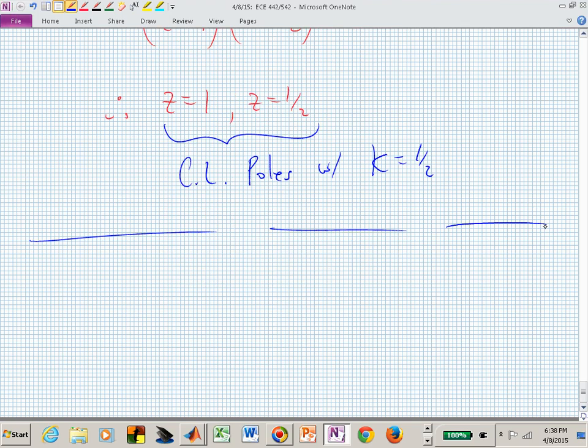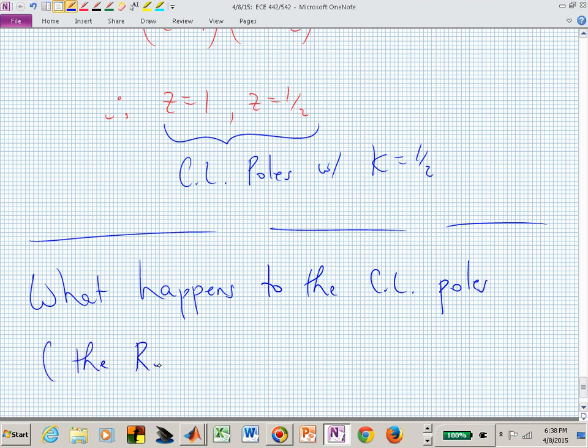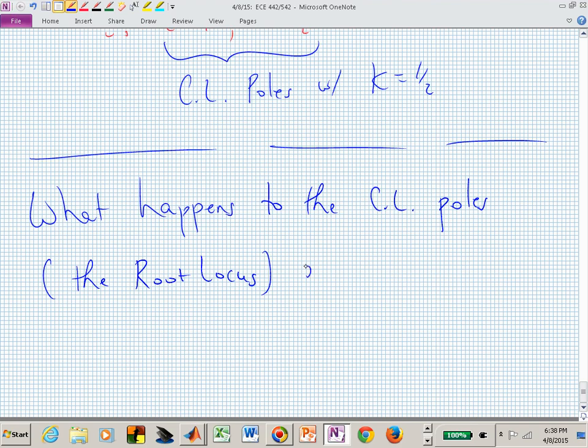Now we can answer some more questions. We can say, what happens to the closed loop poles, which is really just what's happening to our root locus, and we've already told ourselves what that's going to be, as k continues to increase.